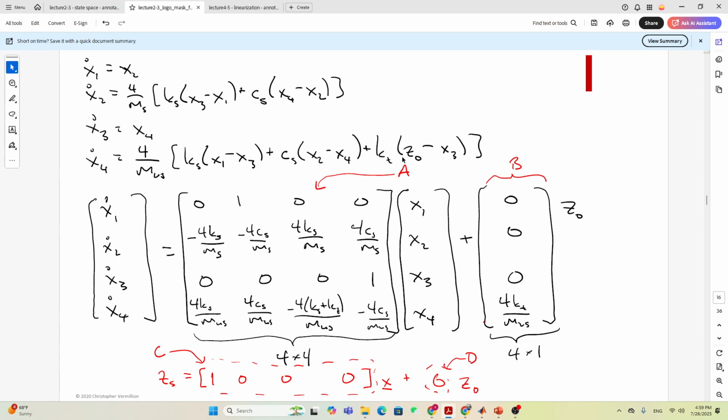z0 is associated with only k of t times 4 over m unsprung mass, right? So as it is only applied on x4 dot, that means you have 0 for the first 3 states. So after that, you have x dot equals Ax plus Bu, all represented in either matrix form or vector form, right?